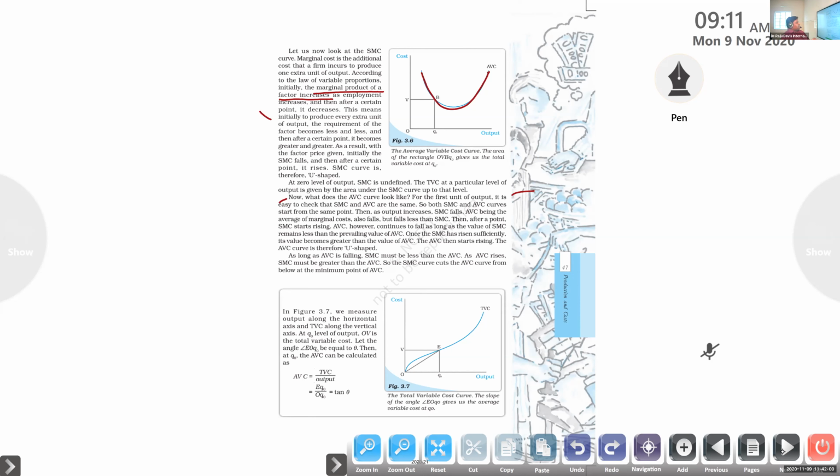So that's the curve here. As long as AVC is falling, SMC must be less than the AVC. As AVC rises, SMC must be greater than the AVC. So the SMC curve cuts the AVC curve from below at the minimum point of AVC. We will discuss that in the next class.